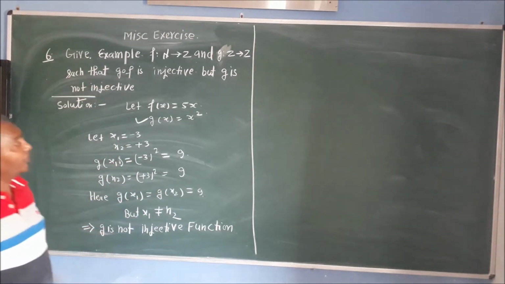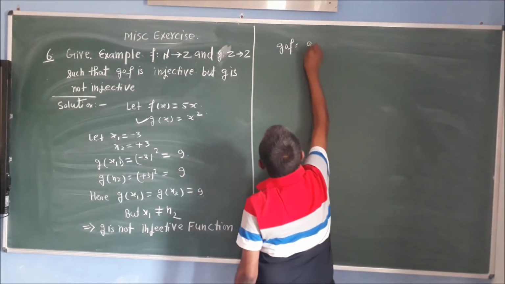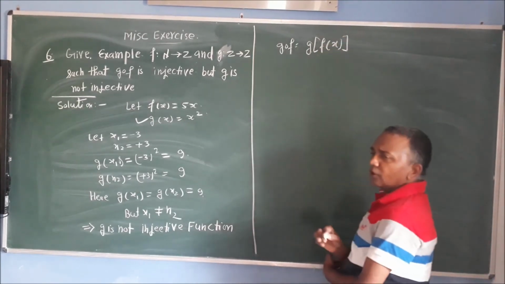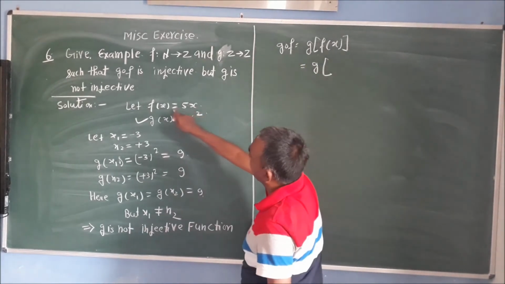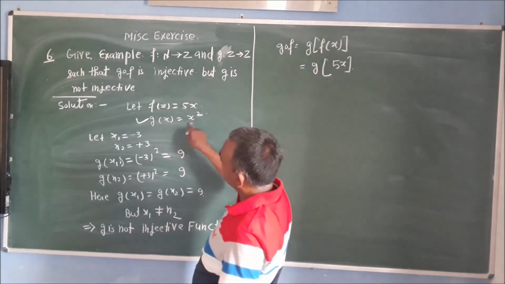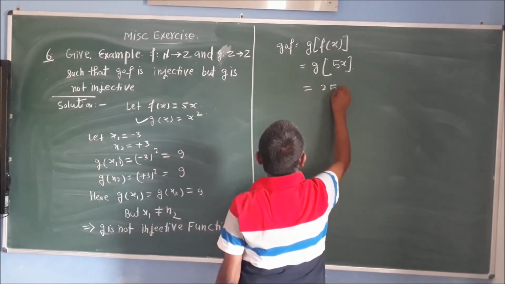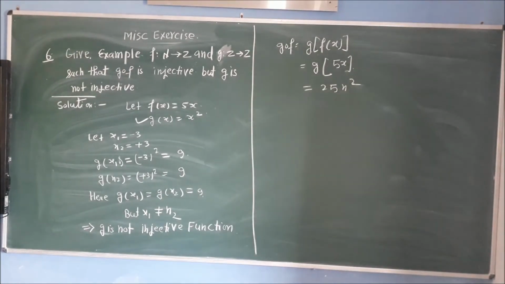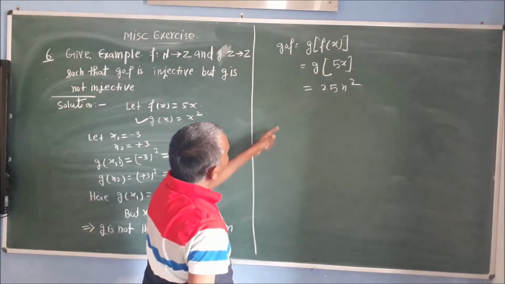But see the case of g of f. g of f can be written as g of f(x). f(x) is equal to how much? 5x. So g of 5x, and g(x) is equal to x square. So g of 5x means this is 25x square.